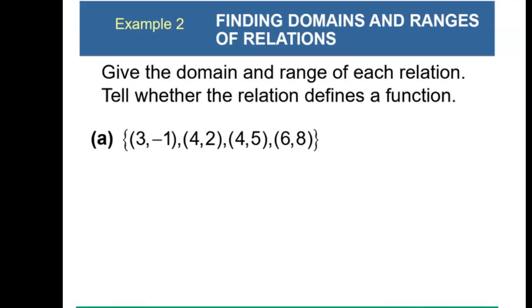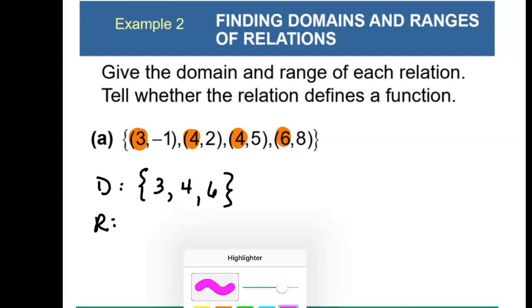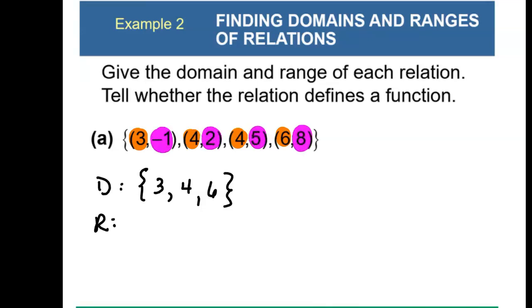So let's look at an example. Let's determine the domain and the range. We said a moment ago that the domain consists of all the X values. Therefore, our domain would be the set containing 3, 4, and 6. 4 is repeating, so I do not need to list that twice. I can just list that once. For the range, now we're going to look at the Y values. So all of the Y values comprise the range. So we list them: -1, 2, 5, and 8.